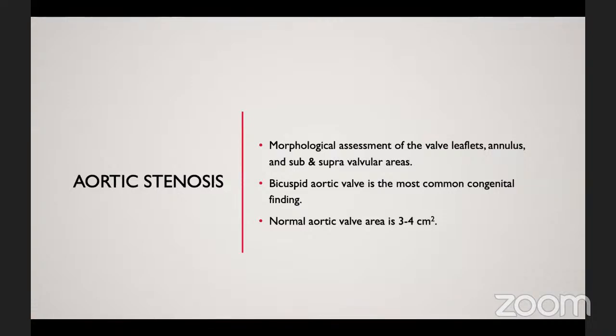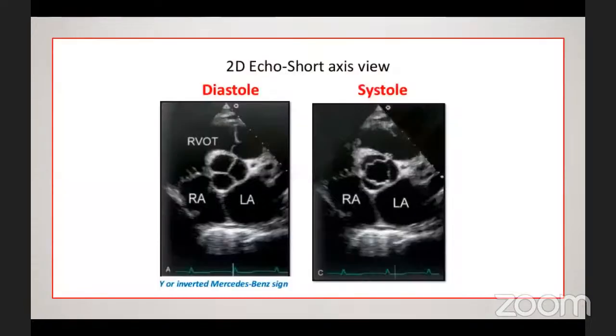Morphological assessment of the leaflet and annulus is very important. One of the commonest congenital anomalies is the bicuspid aortic valve. When you have a patient with a bicuspid aortic valve, you also need to assess the aortic root and the ascending aorta. A normal aortic valve area is 3 to 4 centimeters.